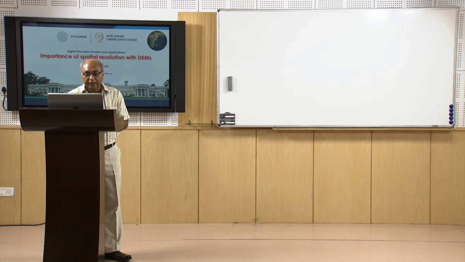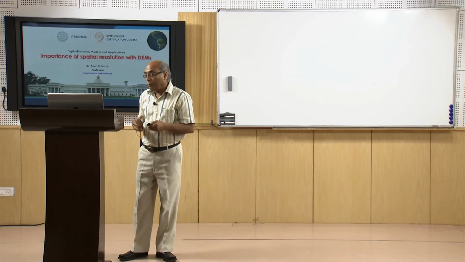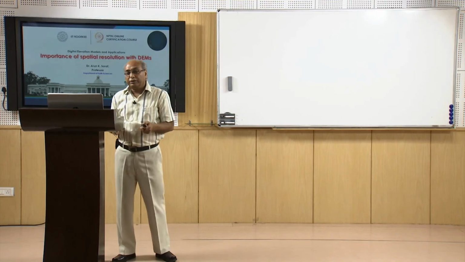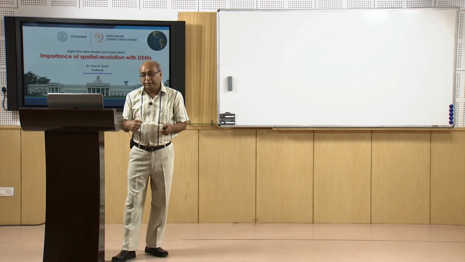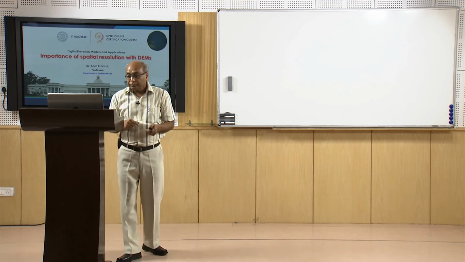It is well known that the grid cell size of a raster grid elevation model has significant effects on derived terrain variables, because these variables will depend on the spatial resolution. Examples are given here like slope, aspect, plan or profile curvature, wetness index, drainage network, and many parameters which we derive from a digital elevation model. So choosing an appropriate spatial resolution DEM is very important.